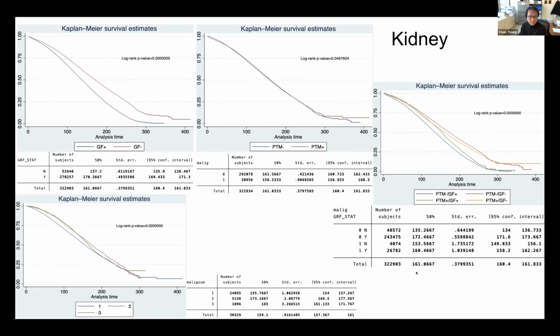Okay. Anything else, Jisan? Yeah, in terms of patients with any previous malignancy before the transplantation, they were excluded. I just want to add that.